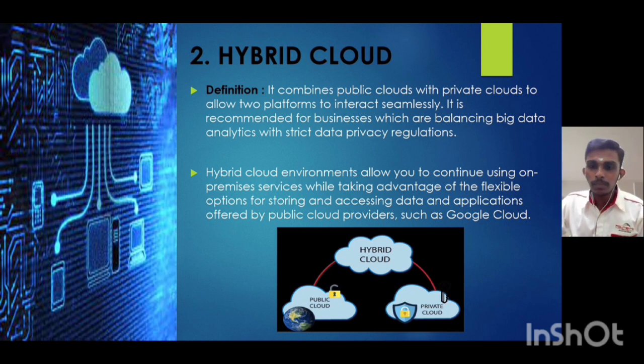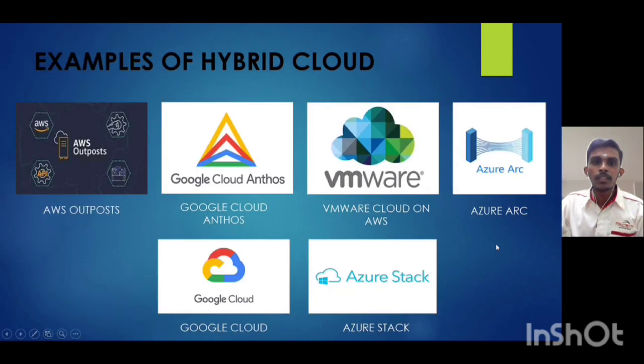As we can see in the picture below, this is hybrid cloud. Hybrid cloud is a combination of 2 other clouds, which are public cloud and private cloud. These are the examples of hybrid cloud: AWS Outposts, Amazon Web Services Outposts, Google Cloud Anthos, VMware Cloud on AWS, Azure Arc, Google Cloud, and also Azure Stack.